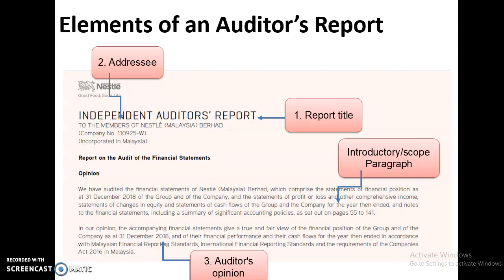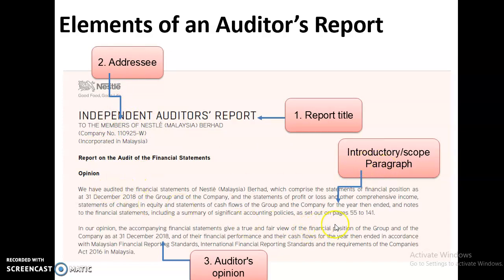So here we have an example of independent auditor's report for Nestle Malaysia Berhad. The first is the title. You can see independent auditor's report, and you have there to the members of Nestle Malaysia Berhad. So the members of Nestle Malaysia Berhad is actually the shareholders to the company. You have the company's name, and in bracket you put there incorporated in Malaysia. That is the addressee.